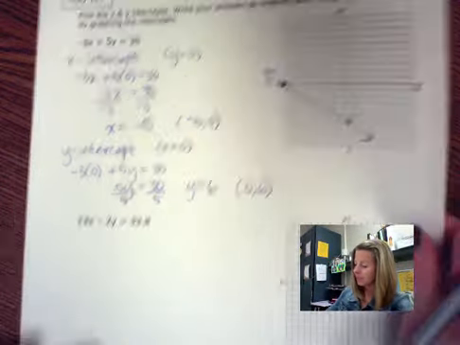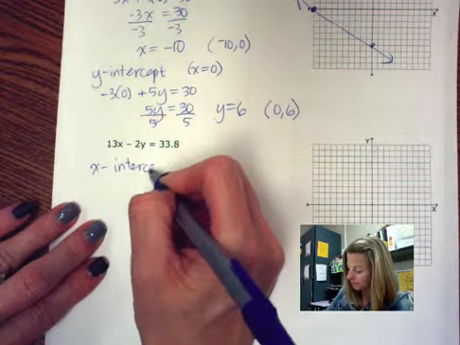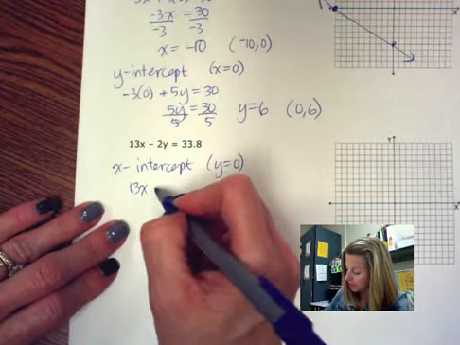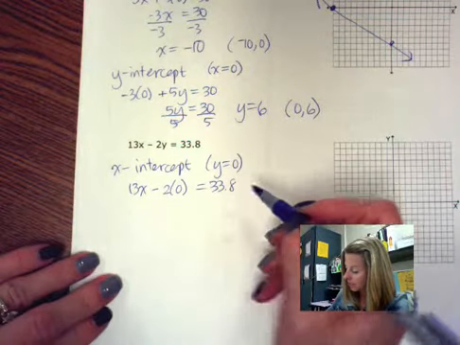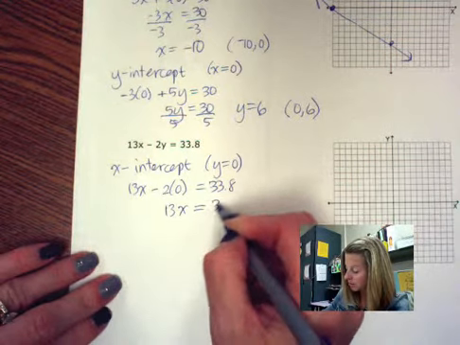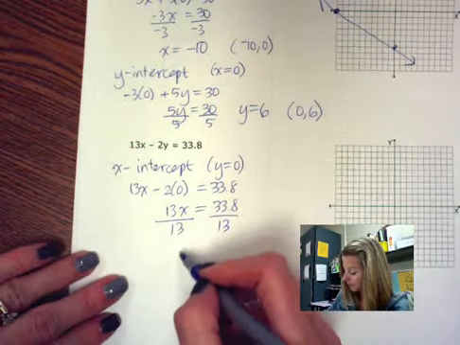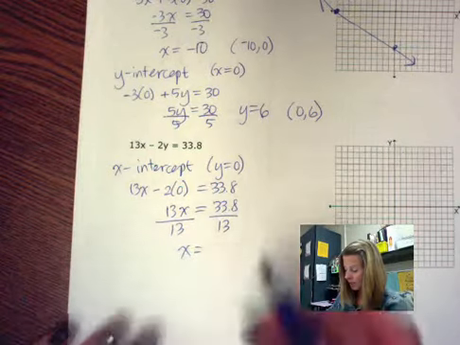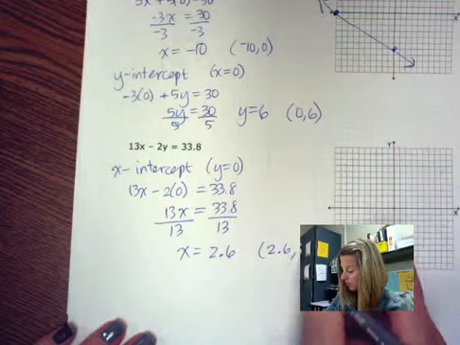Okay, last one. X and Y intercepts. So my x-intercept, I am doing y is equal to 0. So 13x minus 2 times 0 equals 33.8. This becomes 0 in the center, so I'm left with 13x equals 33.8. Divide by 13, divide by 13. So let's see what I get. I get 33.8 divided by 13, and I get 2.6. So my x-intercept is 2.6, 0.